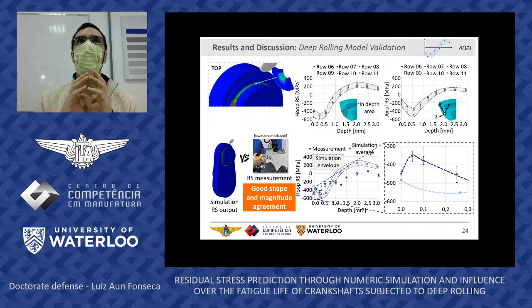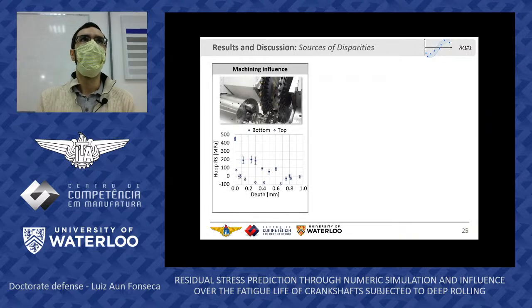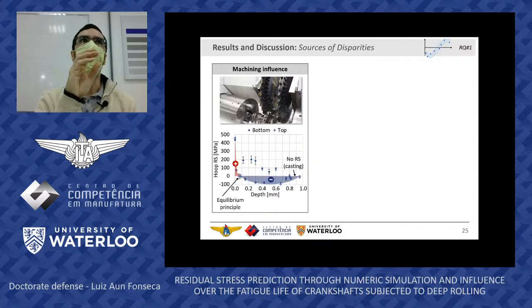So this feature here of the residual stress measurements was explained by a hypothesis on the machining influence. So we have measured a specimen that didn't pass through deep rolling, was only machined. And what we can see for the top part is that the stresses start at a relatively high tensile stress, but are quickly recovered and become compressive to account for the equilibrium principle.